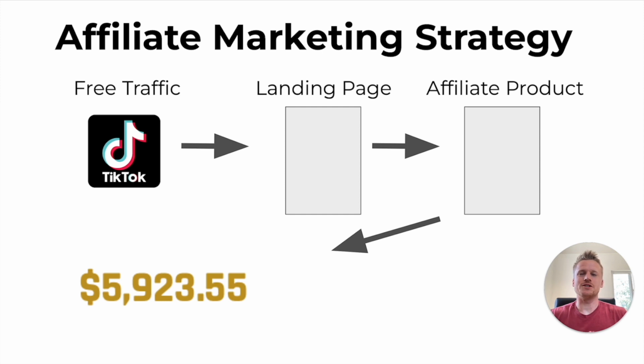So the affiliate marketing strategy for TikTok that I'm going to be showing you inside this video is going to go like this. First, we're going to start off with the free traffic that's on TikTok. We're going to send it to a landing page, which is going to be like a Linktree account. And then we're going to send those people from the Linktree over to our affiliate product. And that is how we're going to make commissions on TikTok using affiliate marketing.